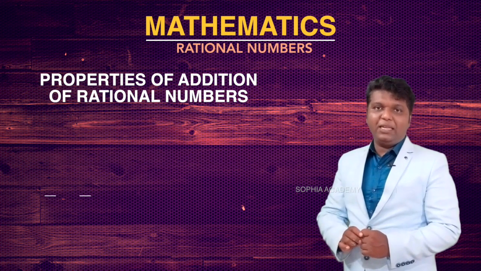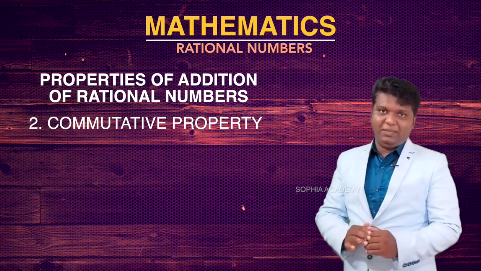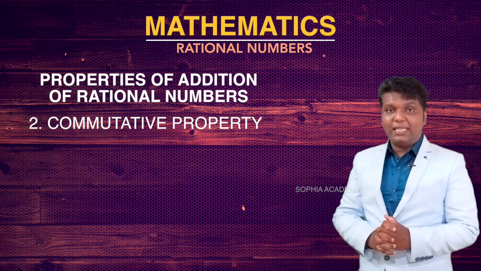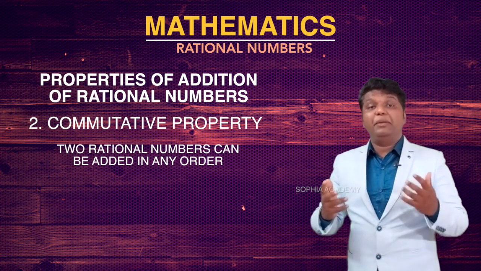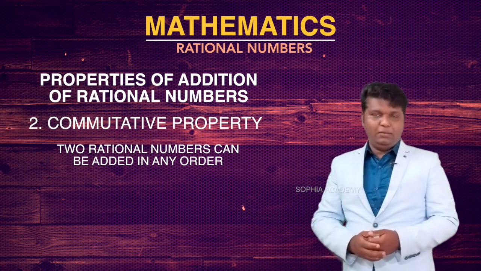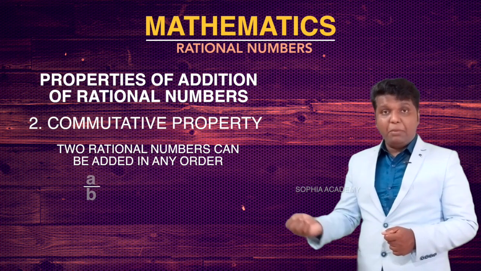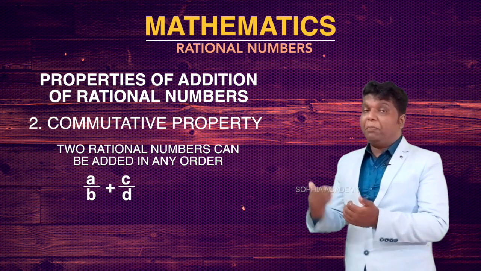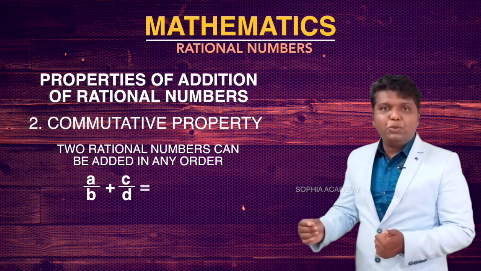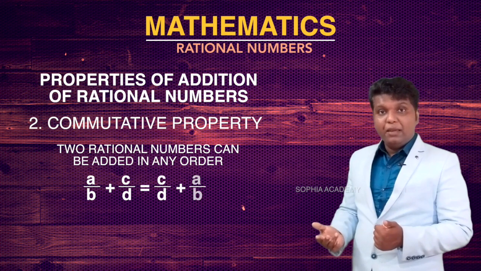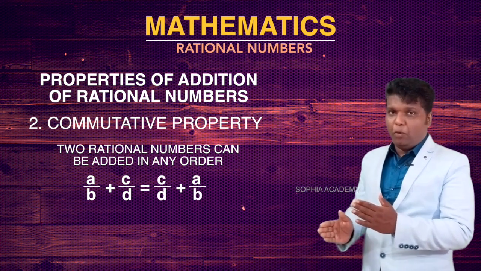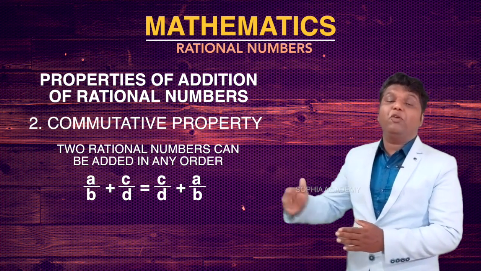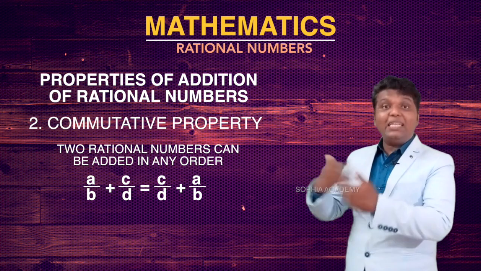Going to the second property, the commutative property. The commutative property states that rational numbers can be added in any order. That means if you're taking a rational number a by b and another rational number c by d, and you're adding a by b plus c by d, that will be equal to c by d plus a by b. That means 1 by 2 plus 3 by 4 will also be equal to 3 by 4 plus 1 by 2. Means you can change the order.